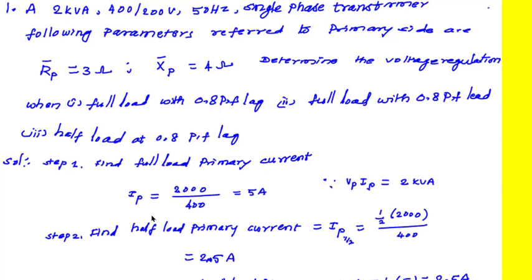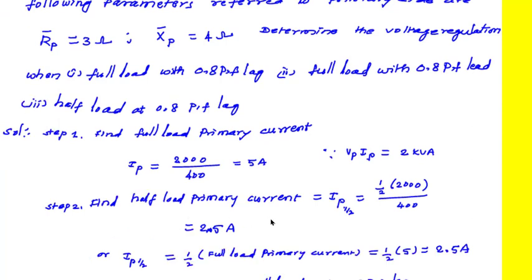Before we solve this problem, the first step is to find the full load primary current. Remember, the equivalent circuit of the transformer is referred to the primary. We know V_P I_P is nothing but the rating of the transformer, that is 2 kVA. So step one is to find the full load current capacity of the primary: I_P equals 2000 divided by 400 volts. This 400 indicates the primary winding voltage rating. Simplifying, we get 5 amperes.